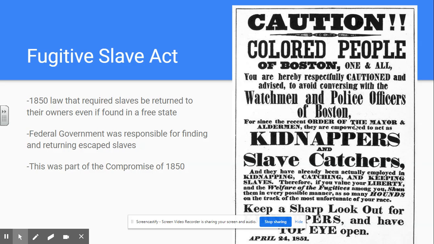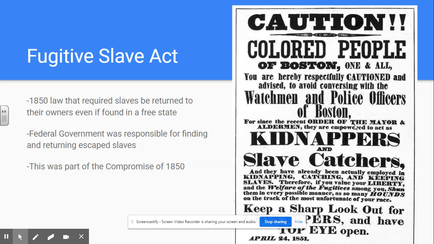The Compromise of 1850 was in response to California being admitted as a free state. This was due to the fact that California included land that was both above and below the line marked by the Compromise of 1820 to determine whether a state was free or slave.